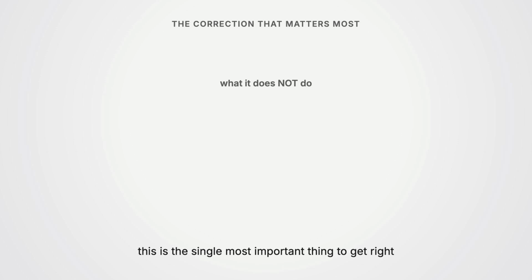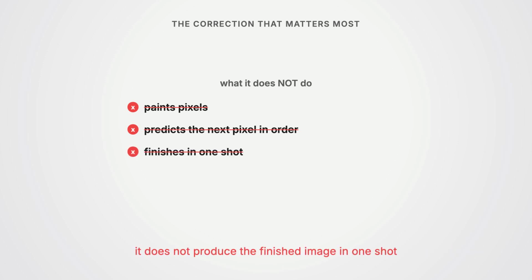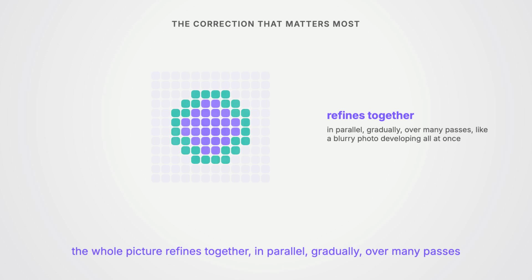The model does not paint pixels. It does not predict the next pixel the way a language model predicts the next word, filling the picture in some order. It does not produce the finished image in one shot. At every step it answers only that one question: what noise is in this image right now, and a bit of that noise gets subtracted. The whole picture refines together, in parallel, gradually, over many passes, like a blurry photo developing all at once rather than being drawn corner by corner.